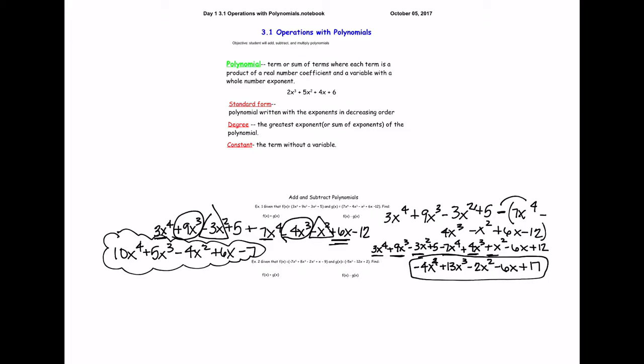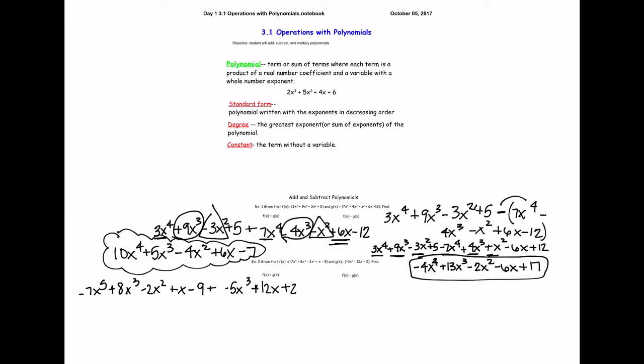Example number 2 says, given that f of x is equal to negative 7x to the fifth plus 8x cubed minus 2x squared plus x minus 9. We want to add that to g of x, which is negative 5x cubed minus 12x plus 2.